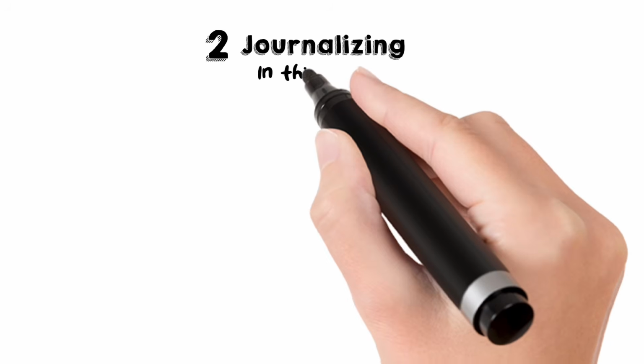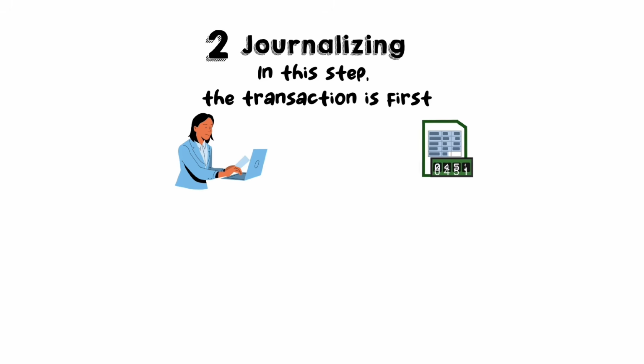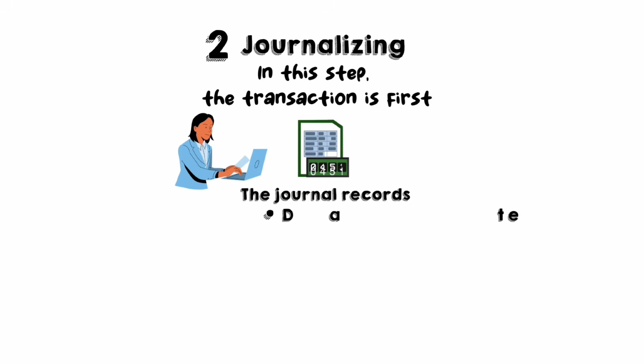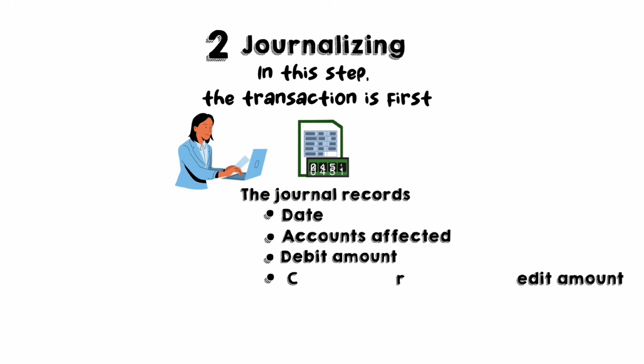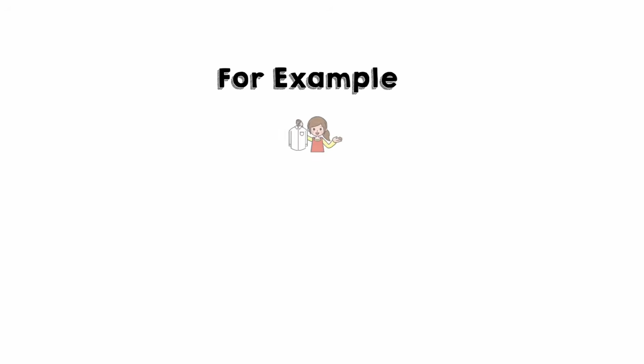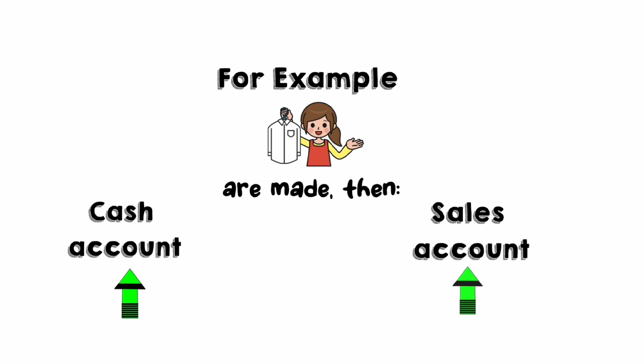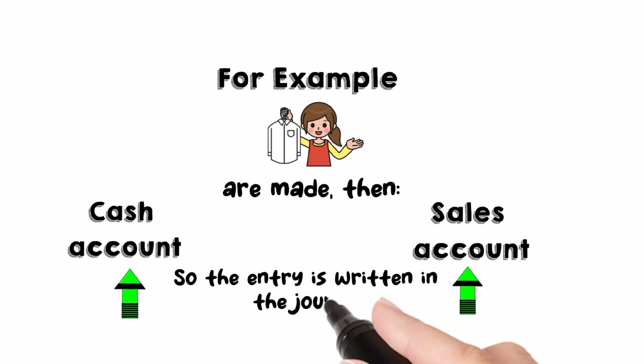Number 2, journalizing. In this step, the transaction is first recorded in the journal. The journal records date, accounts affected, debit amount, credit amount, short explanation. This is called the Book of Original Entry. For example, if cash sales are made, then cash account increases, sales account increases. So the entry is written in the journal.